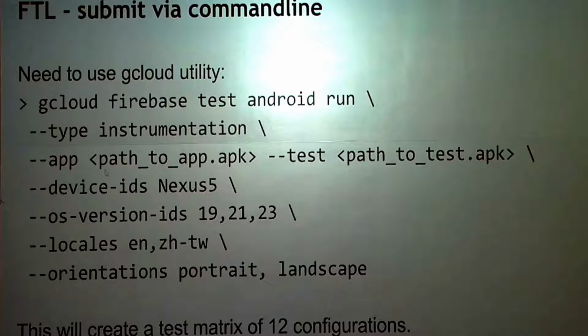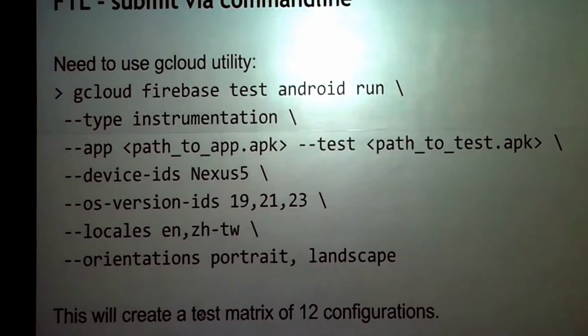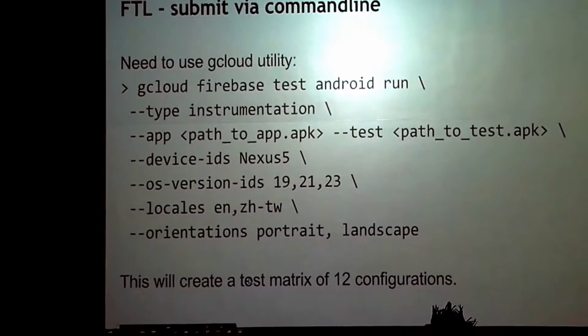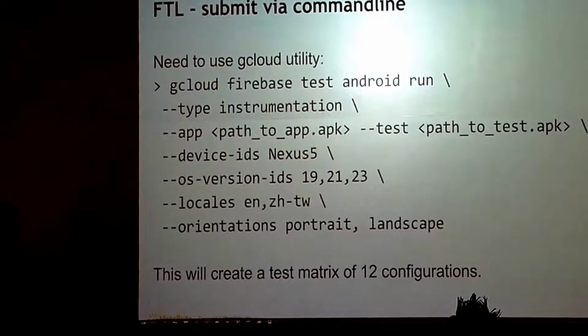And basically you can specify type, instrumentation or robo, and then your path to your app, your path to your test APK, device IDs. You can query a list of device IDs. I'll show that in a minute. And then you can specify one to run on OS versions 19, 21, 23. Don't ask me why I skipped even numbers. And different locales. I did this talk in March back in Taiwan, so there's ZHTW locale, which doesn't exist. And then orientation, portrait, landscape.